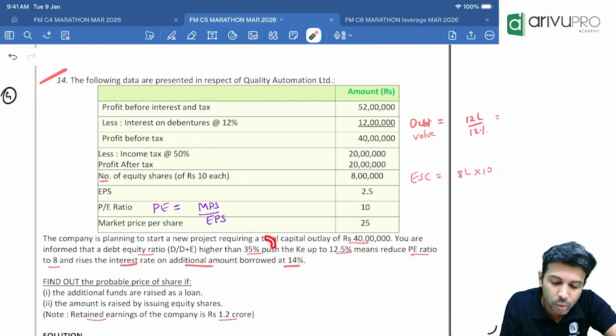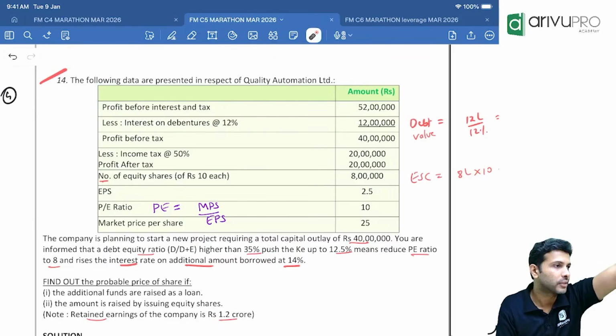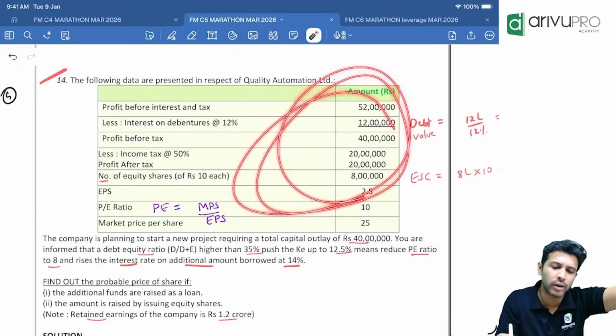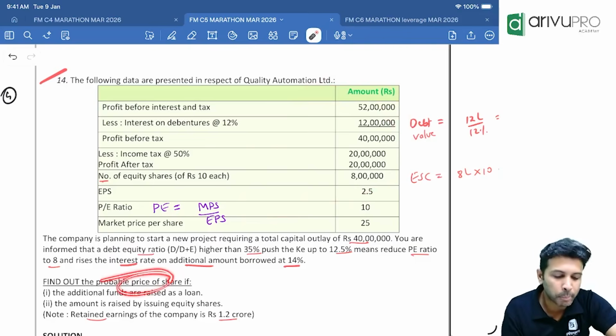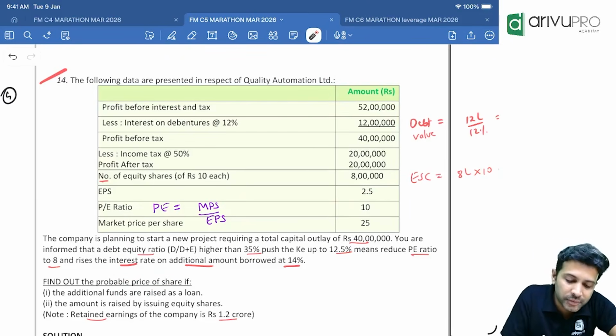All this will happen only if debt equity ratio crosses 35%. Otherwise, all the data you have seen here will hold good and remain the same. Now we need to find out the probable price of the share. Probable price of the share means they are asking for MPS.